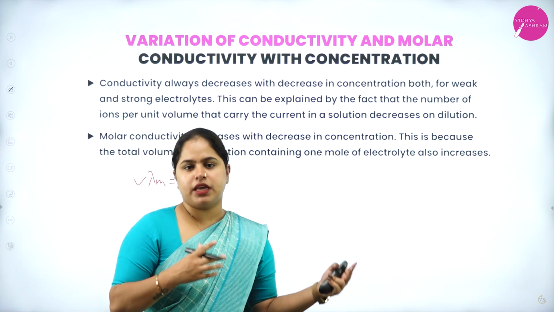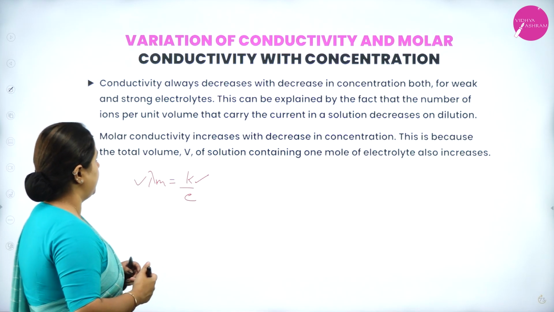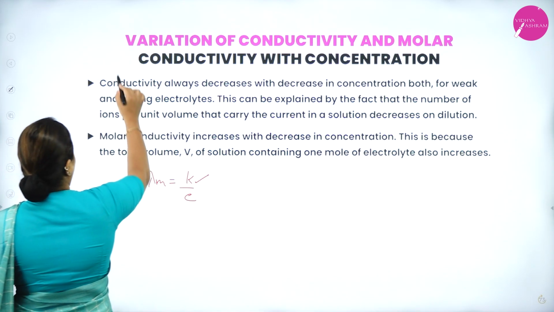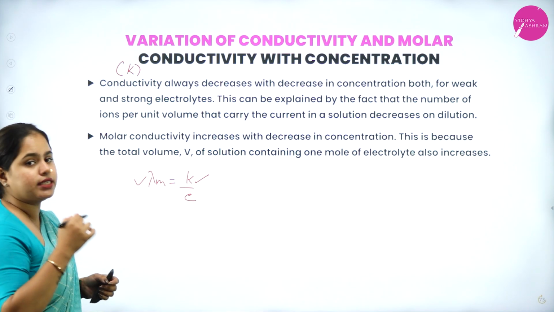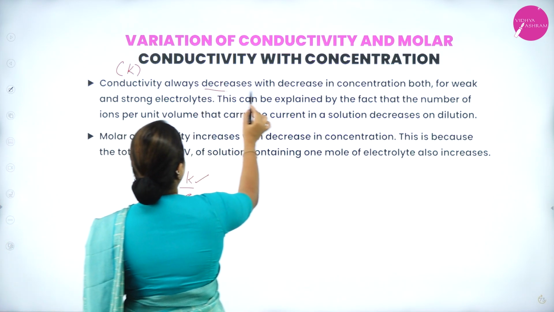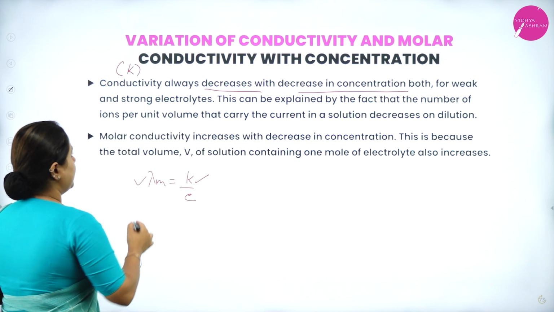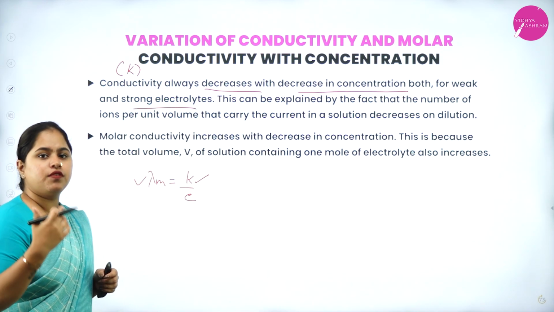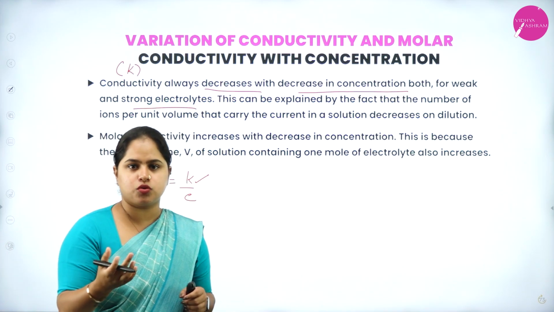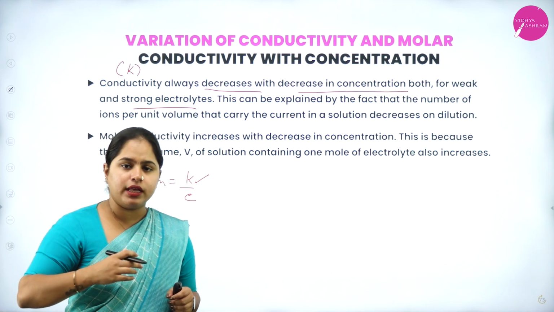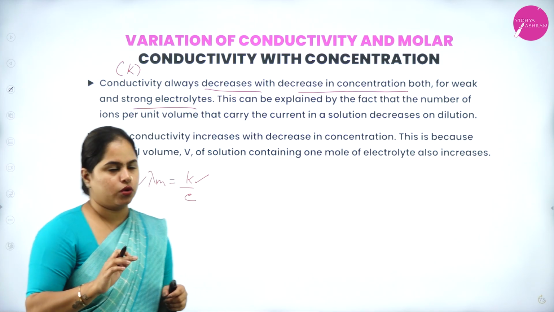Molar conductivity behaves in a certain way and conductivity behaves in another way. Let's see. Conductivity, that is your kappa, the normal conductivity, always decreases with decrease in concentration. It decreases with decrease in concentration, both for weak and strong electrolyte. So what is a weak and strong electrolyte? Weak electrolyte means it will not completely dissociate into its ions. Strong electrolyte will completely dissociate into its ions in aqueous solutions, right?